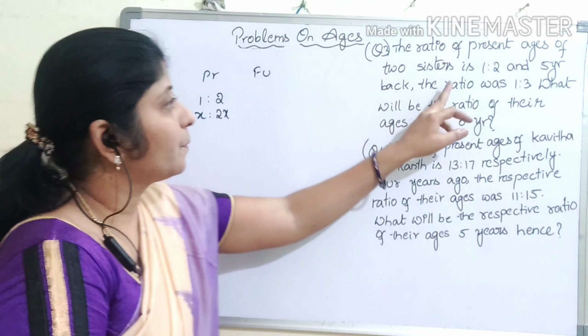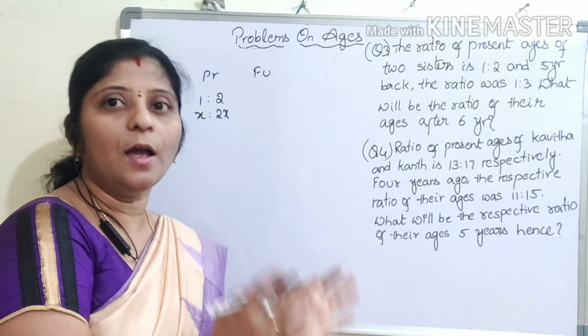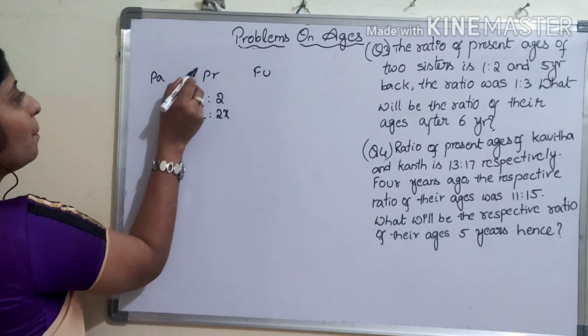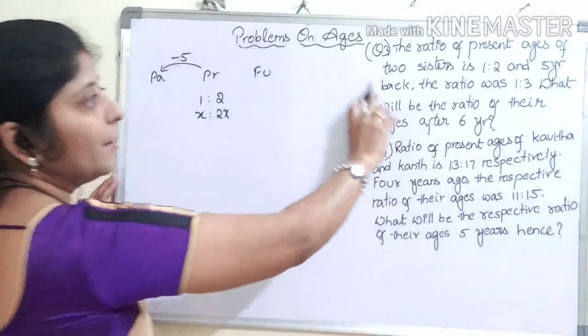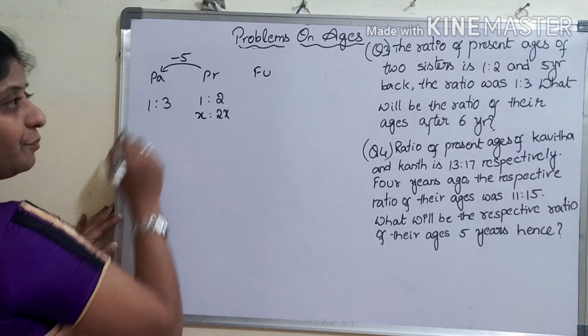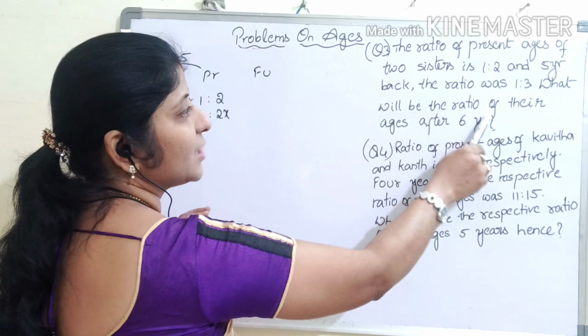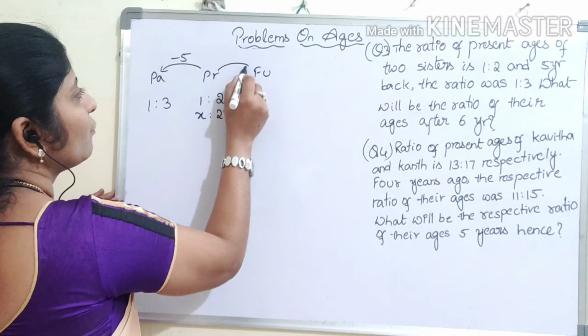Now, 5 years back. Back means we have to go to the past, so minus 5. The ratio is given as 1:3. What will be the ratio of the ages after 6 years? After means we will go to the future. So this ratio we have to find out.